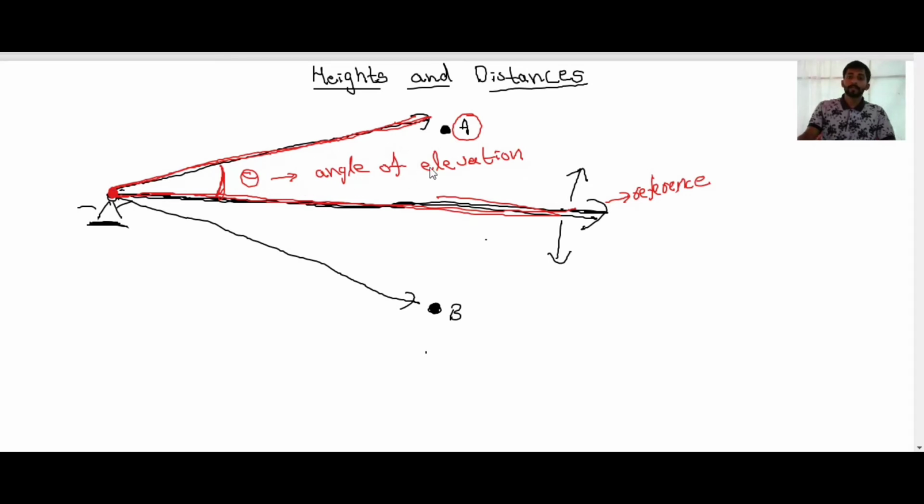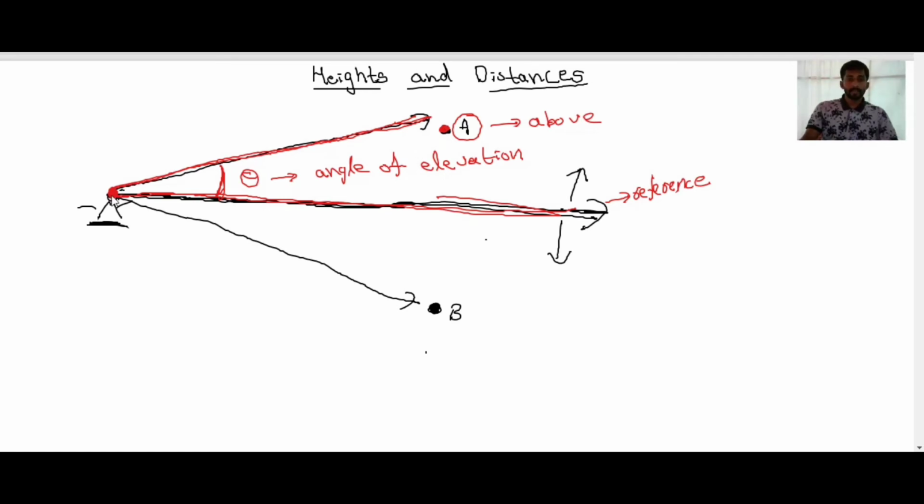A very important observation: elevation means the object is above the horizontal line. That means you are looking upwards. Okay, clear definition of elevation.